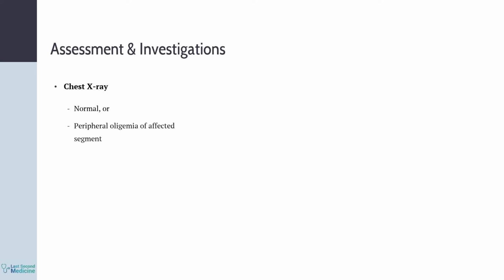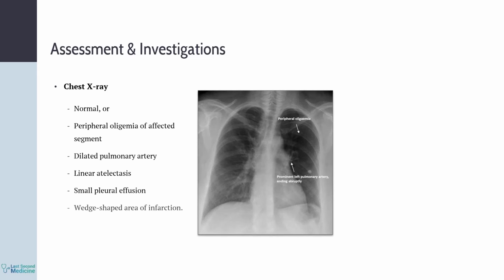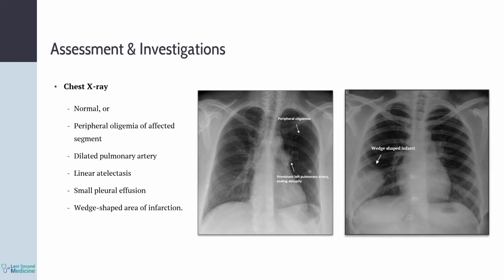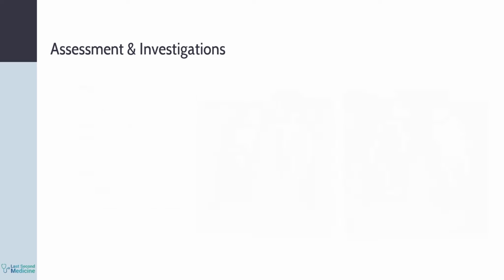Imaging. Chest X-ray may be normal or show peripheral oligemia of the affected segment, dilated pulmonary artery, linear atelectasis, small pleural effusion, or you may see a wedge-shaped area of infarction. ECG may be normal, but it is useful in excluding other important differential diagnoses, such as acute myocardial infarction and pericarditis. The most common ECG findings in PE include sinus tachycardia and anterior T-wave inversion, but these are nonspecific.